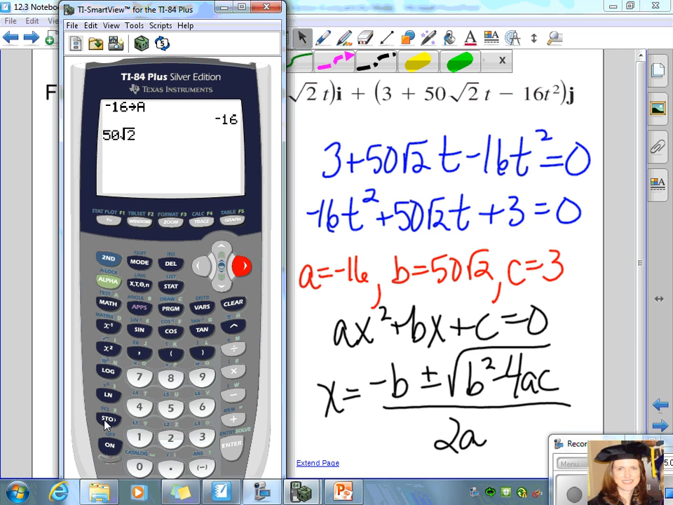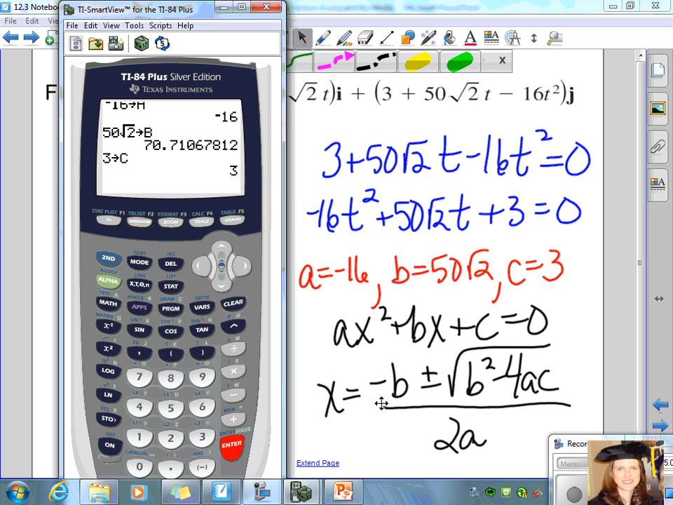I'm going to use the arrow to the right, and I'm going to store that into the letter B. And then I'm going to take 3 and store that into the letter C. So now the calculator will substitute those values when you plug that into an expression, and it will simplify it.